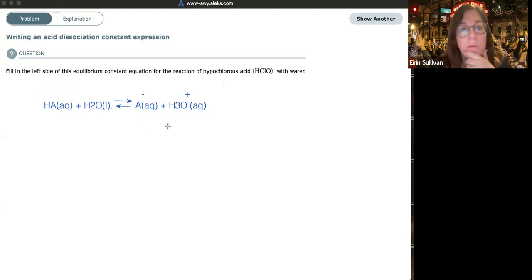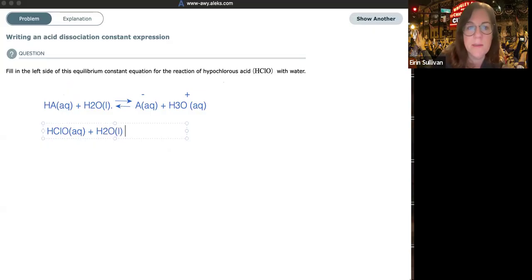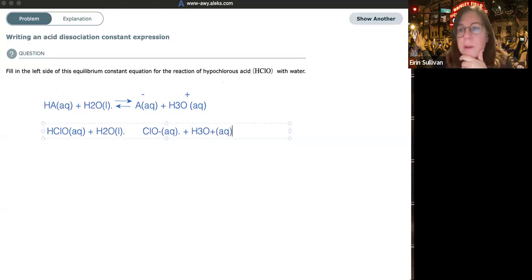Okay, so for my acid, then, I have hypochlorous acid. So that's HClO, and then that will donate a proton to the water. So what do I have left after I've lost a proton? I'll just have ClO minus, the hypochlorite anion, and then the water accepts the proton to form H3O plus. Okay, so again, I can put my equilibrium arrow in and make it look pretty.